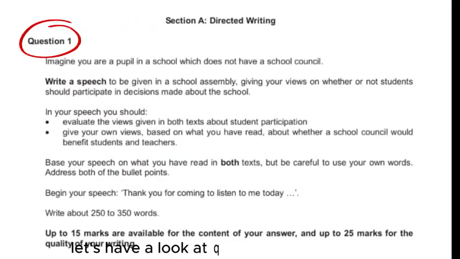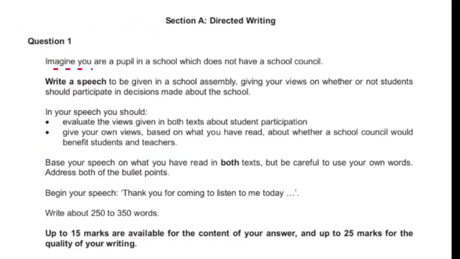Let's have a look at question 1 in more detail. Imagine you're a pupil in a school which does not have a school council. Write a speech to be given in a school assembly, giving your views on whether or not students should participate in decisions made about the school. In your speech, you should evaluate the views given in both texts about student participation, and give your own views based on what you have read about whether a school council would benefit students and teachers. Base your speech on what you have read in both texts, but be careful to use your own words.